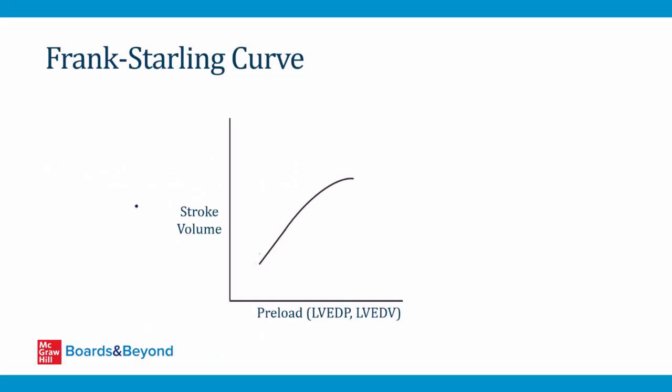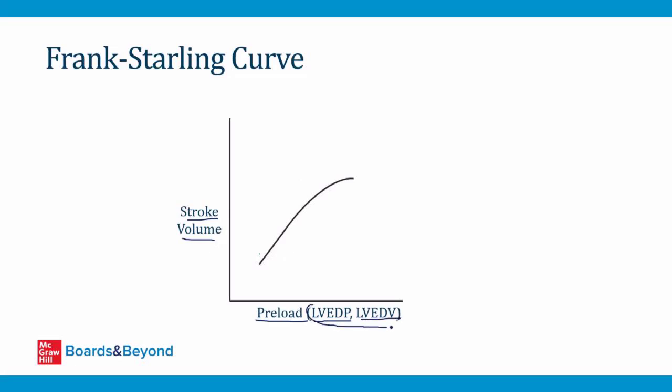So shown on this slide is an example of a Frank-Starling curve, a famous curve in cardiac physiology named for the person who first described it. And the Frank-Starling curve shows the relationship between preload to the left ventricle and the stroke volume that the left ventricle produces. And preload, as you may know if you've watched the cardiac physiology video, can be represented by the left ventricular end diastolic pressure or end diastolic volume.